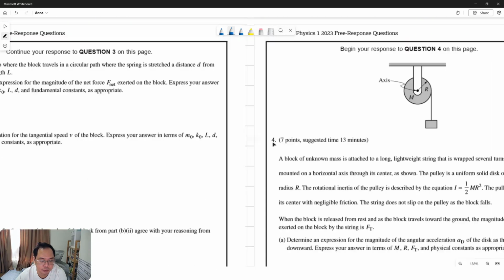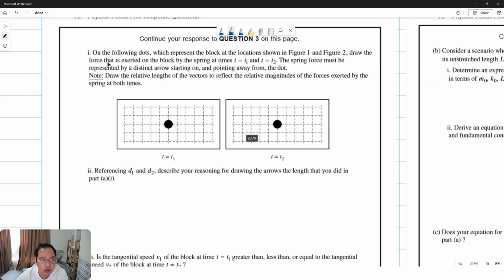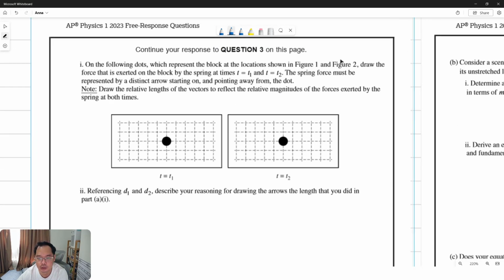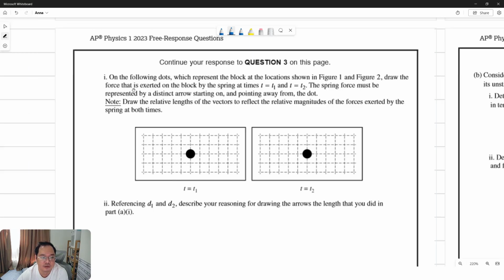So what is the question? Question 1. On the following dots, which represent the block at the locations shown in figures 1 and 2, draw the force exerted on the block by the spring at the times t1 and t2. The spring force must be represented by a distinct arrow starting on and pointing away from the dot representing the block. Okay, draw the force. The force only, so it mentioned only one force, not the forces. And I think this force is the resultant, the net force.